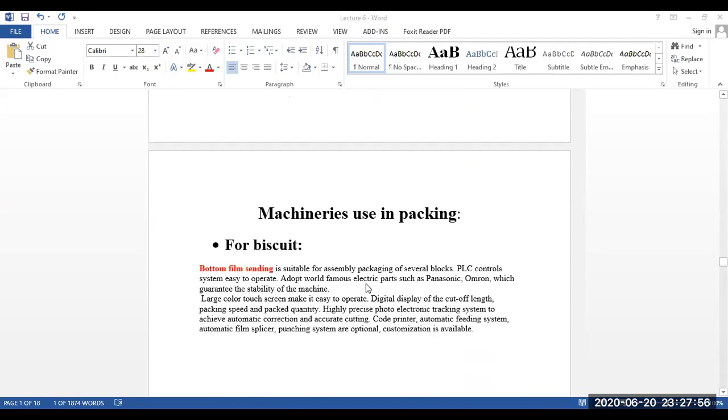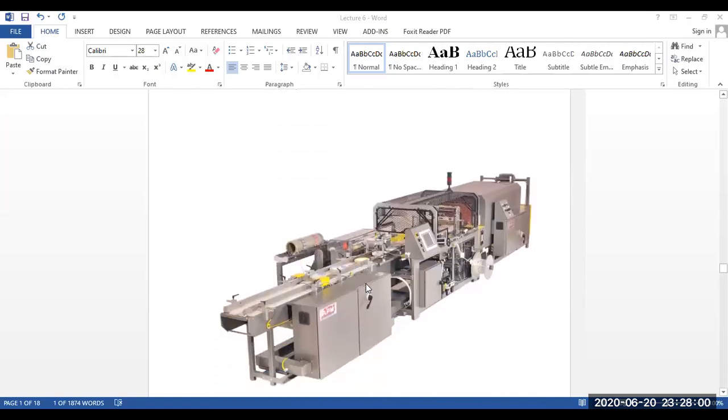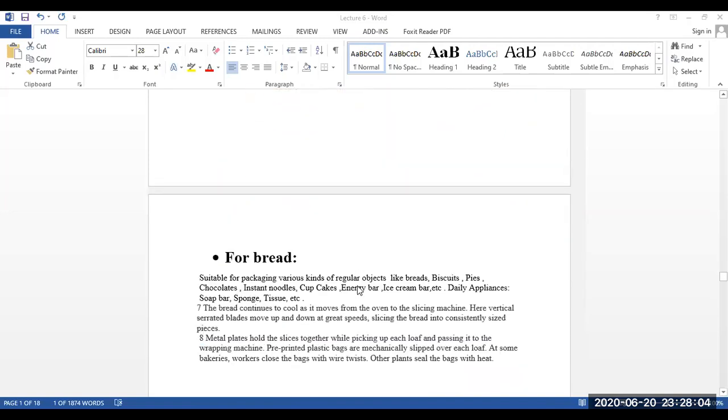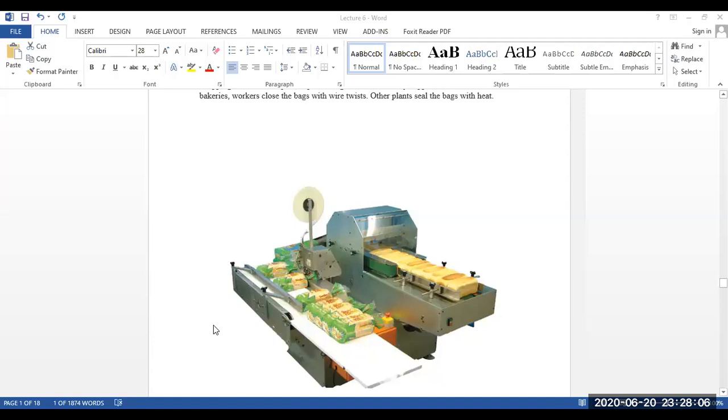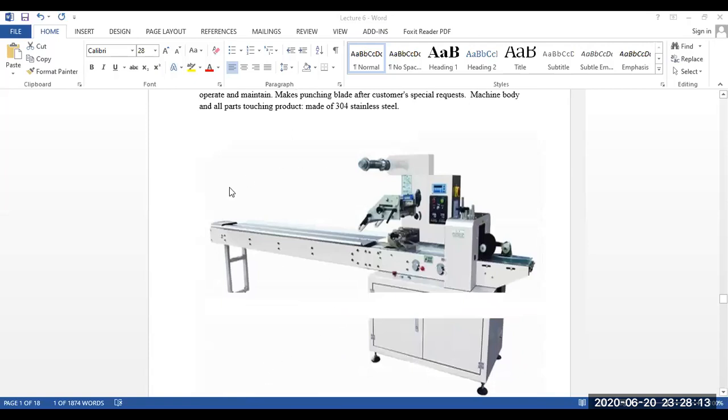And now the packaging side, how you can pack your product. In case of biscuits, these kinds of machines are used for packaging. And in case of bread, mostly these machines are used for bread packaging. Then another kind of packaging is used in case of cakes. Mostly these kinds of machines are used for packaging of cake.